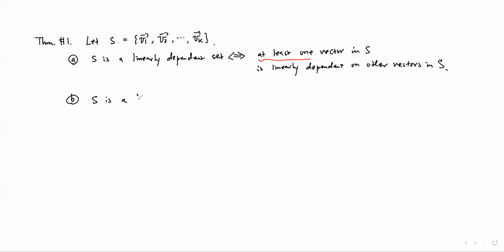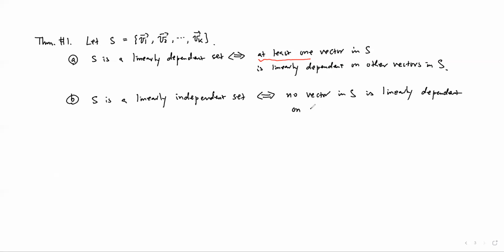B: S is a linearly independent set if and only if no vector in S is linearly dependent on the other vectors in S. When a set is a linearly independent set, the vectors in the set are independent of each other.